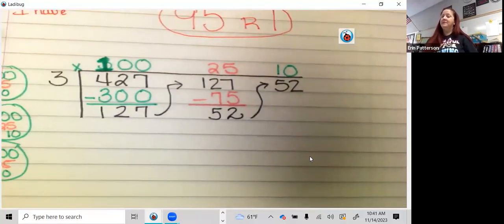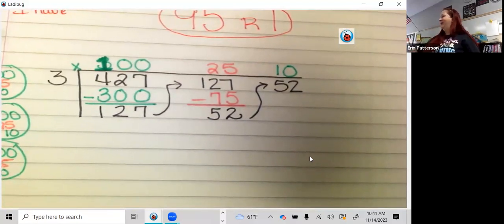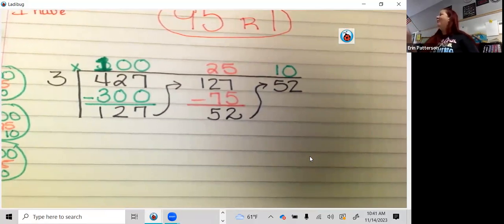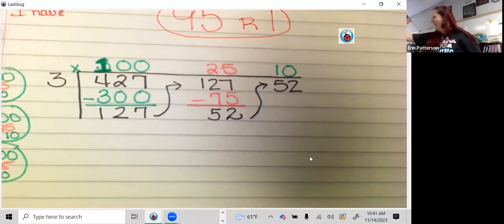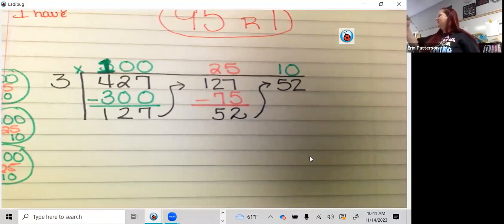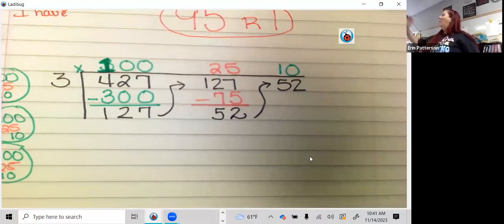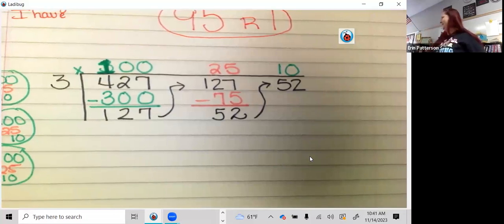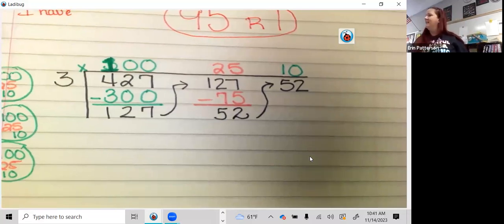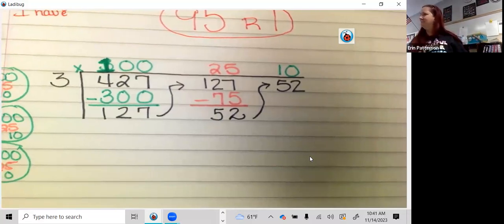It takes a lot of steps, but it's the same steps over and over. What can I scoop out? What can I divide into it? Subtract what's left. What can I divide into it? Subtract what's left. What can I divide into it? Subtract what's left. Okay. Until there's not enough left to give out any more candy.